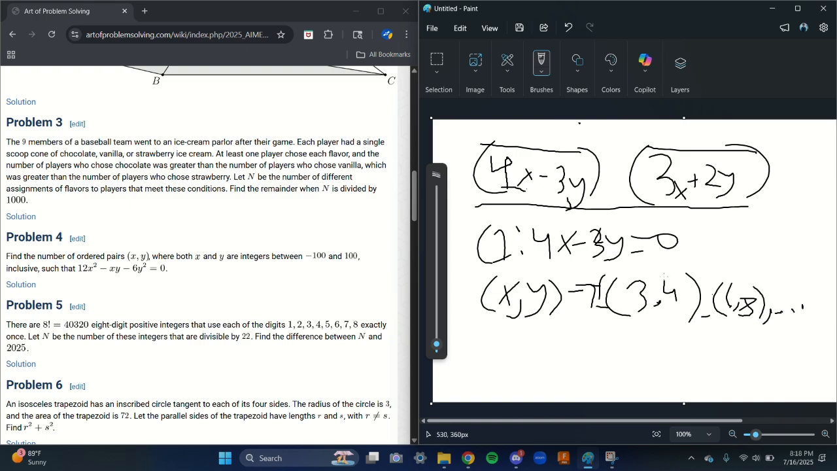Okay, so now the main question becomes, which one, x or y, is going to reach 100 first? Because 100 is our limit. After 100, we have to stop. And the answer is x, because we're skip counting by 4 for x, and we're skip counting by 3 for y. So x is going to reach 100 before y. So if we have, I'm sorry, I got them mixed up. Y is going to reach 100 before x. So if we have y equals 100 here, then what's x going to be?